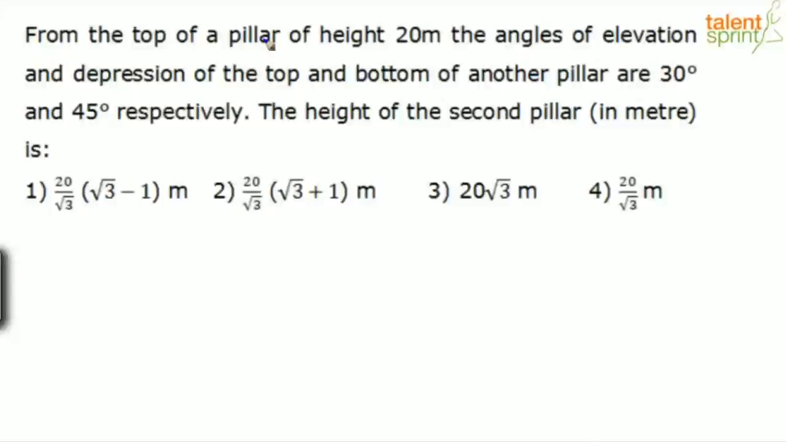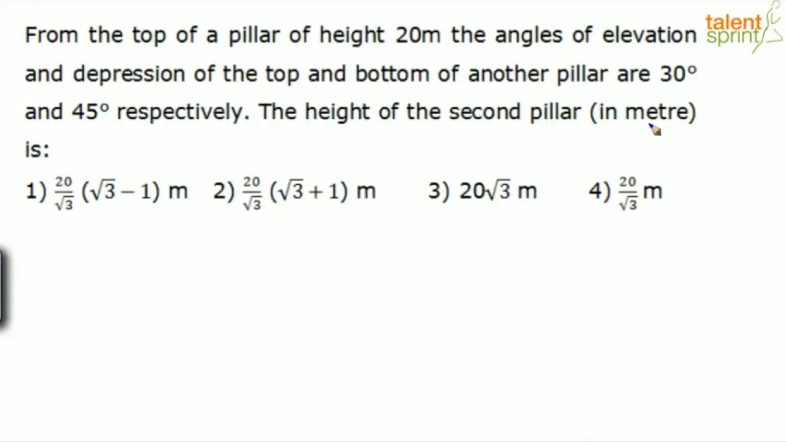From the top of a pillar of height 20 meters, the angles of elevation and depression of the top and bottom of another pillar are 30 degrees and 45 degrees respectively. The height of the second pillar is, right? What is the height of the second pillar is the question here.